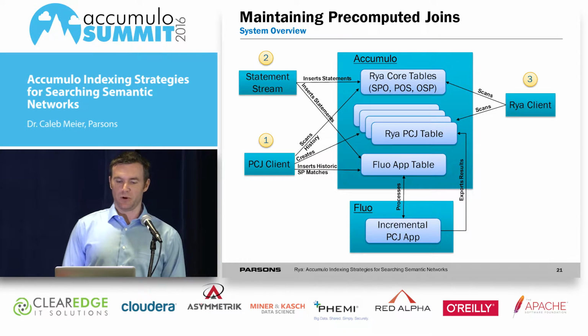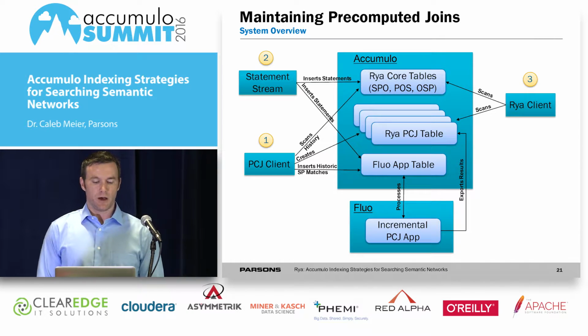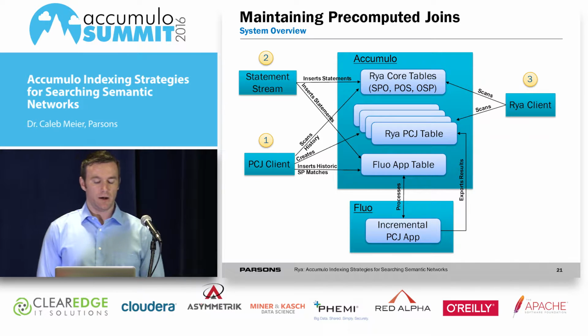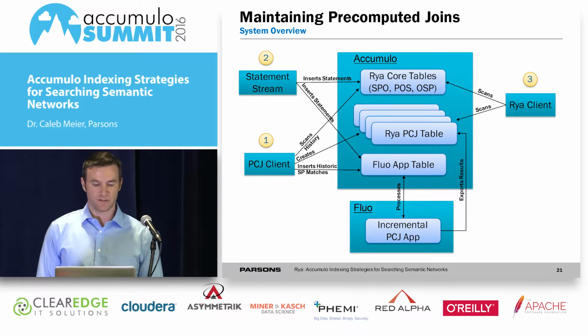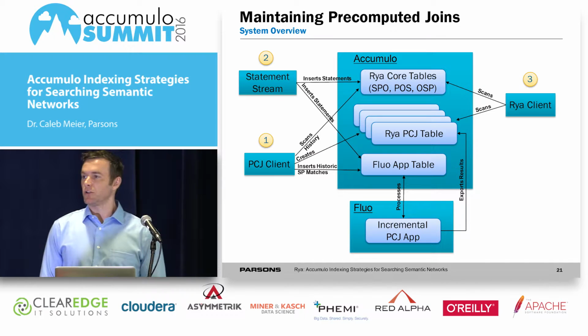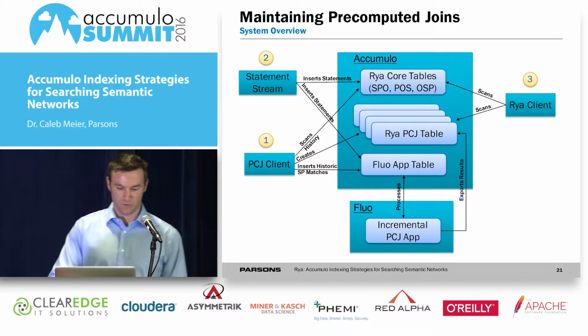So here's just an overview of the RIA architecture with the Fluo app included. You have a precomputed join client which registers the Fluo query, inserts the metadata, and scans the core RIA tables to get the intermediate results up to date with results that have already been inserted into the system. Statements are streaming in. They first get inserted in the core tables, then inserted into the Fluo table. And finally, you have a RIA client, which is issuing queries to the system and using precomputed joins where it can to get a boost in performance.